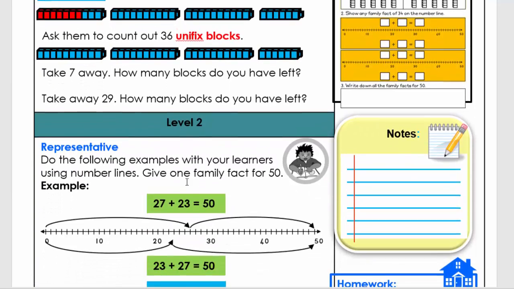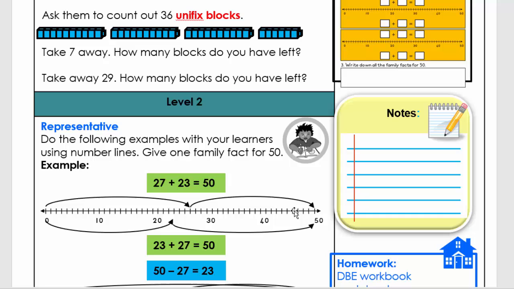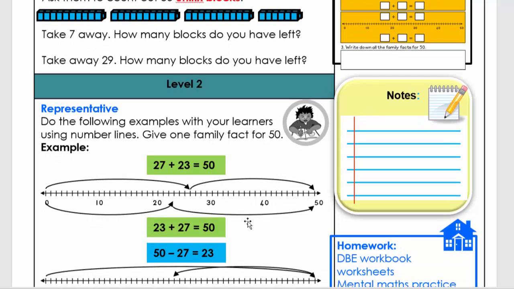Then for level 2 you can again do examples on your number lines. You can see as soon as we want to move up to 50, I try to only write the intervals of 10 down on the number line, and the learners then need to count from 20 on to 27 or 23, whatever they need on the number line.